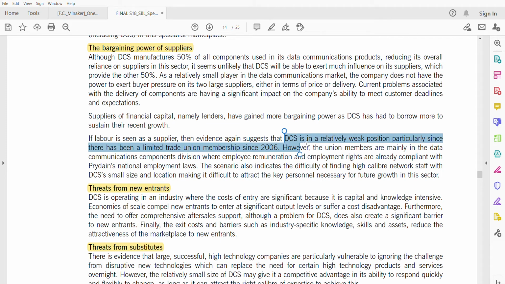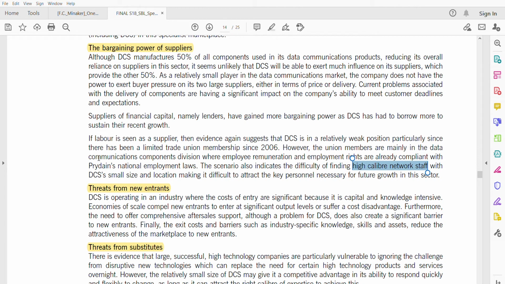However, the union members are mainly in the data communication component division, where employee remuneration and employment rights are already compliant with national employment laws. Right? The scenario also indicates the difficulty of finding high caliber network staff. This clearly they have taken from exhibit 6.